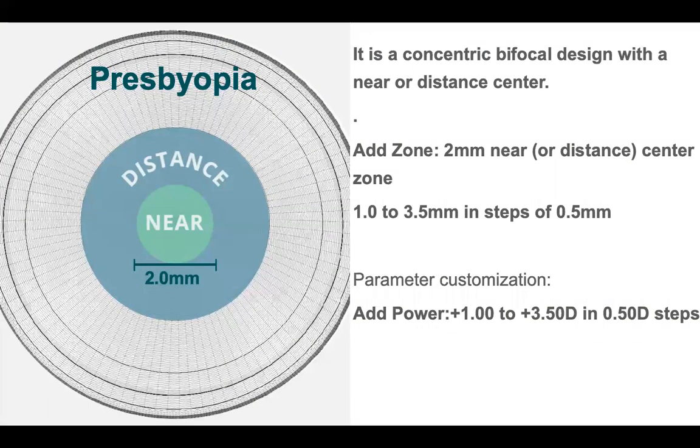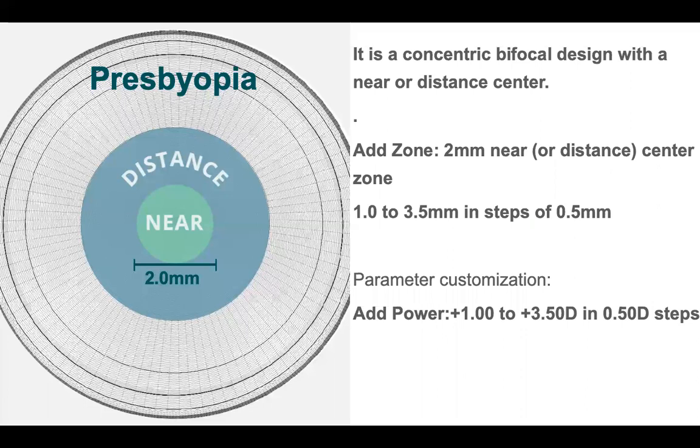The center near zone is near power as standard, but can be made to be distant if requested. Como les decíamos, es un diseño concéntrico bifocal que por lo general va a tener al centro de cerca, pero también se puede pedir para que sea al centro de lejos.